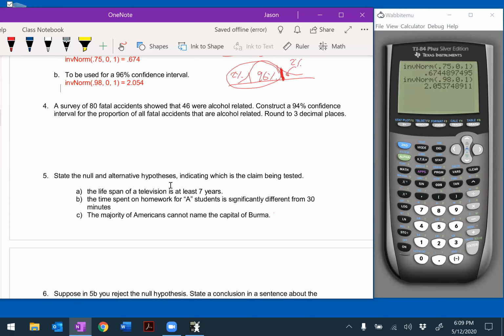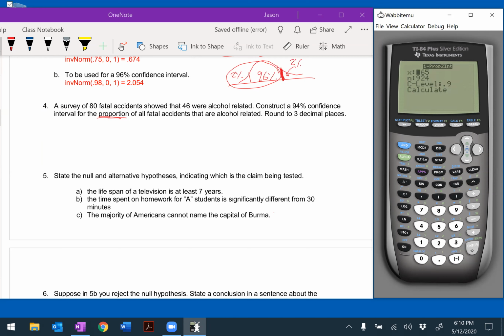Okay, construct a 94% confidence interval for the proportion. Now we've got a proportion of all fatal accidents that are alcohol related, round to 3 decimal places. So we want a proportion. Okay, so this is going to be a one prop z interval. So let's go to stats, tests. Let's go to one prop z interval, which is A here.